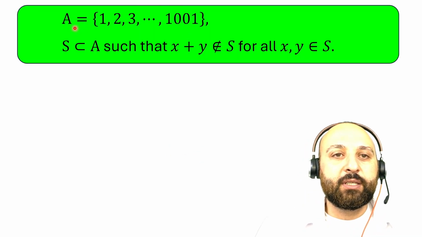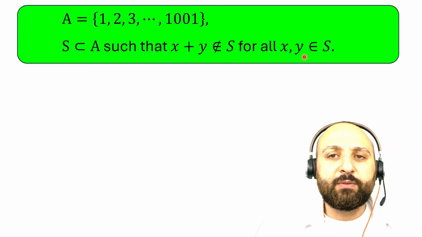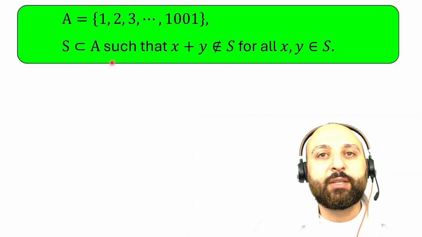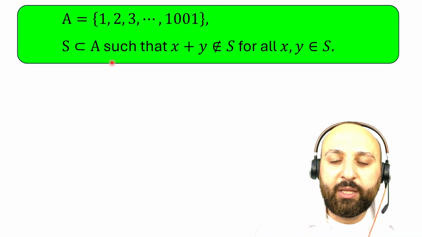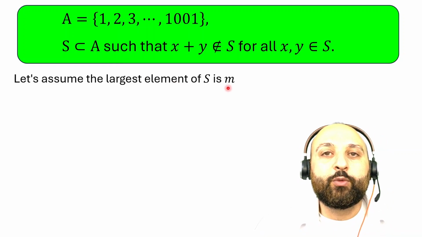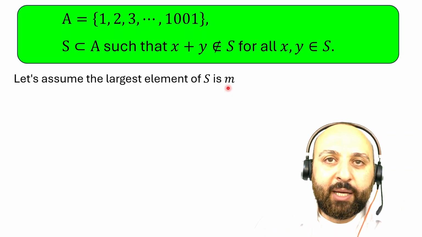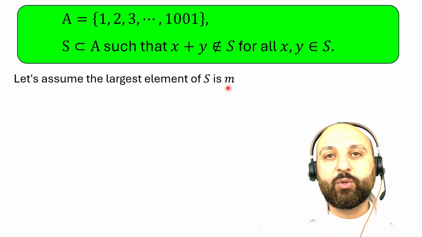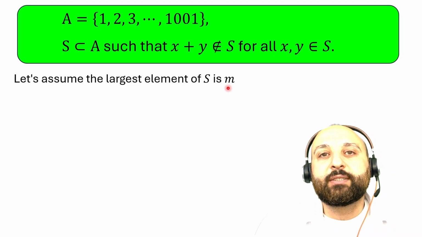Okay, so we have the set A. We want to select the subset with these properties. Let's assume that subset S has a number of elements and one of them will be the largest. We call that largest element M. Now, from 1, 2 till M, we are going to categorize this group of numbers in such a way to help us find the maximum size of S.